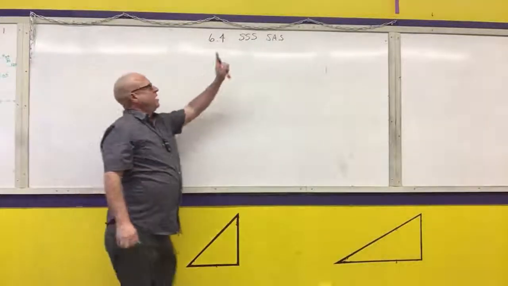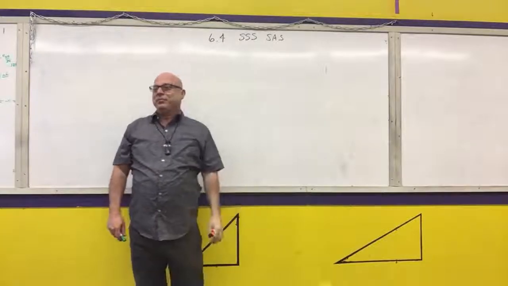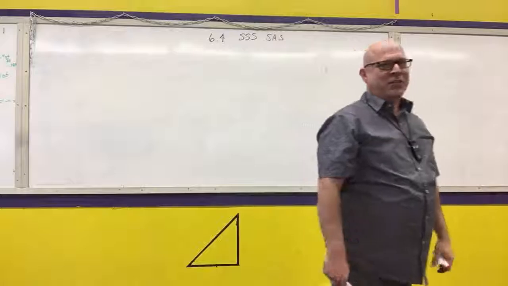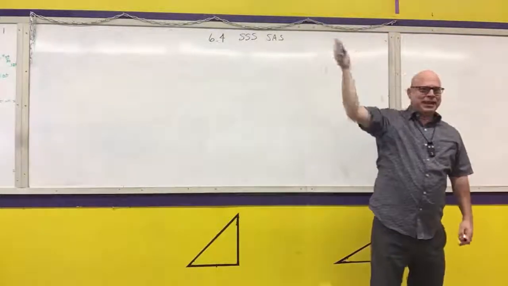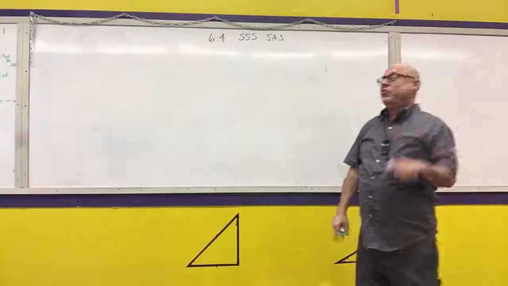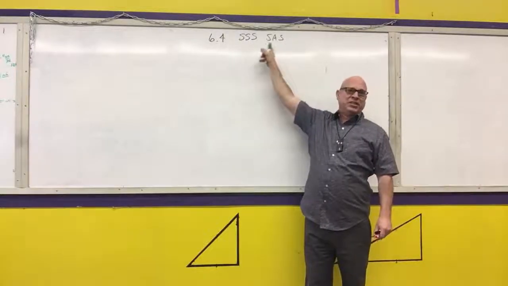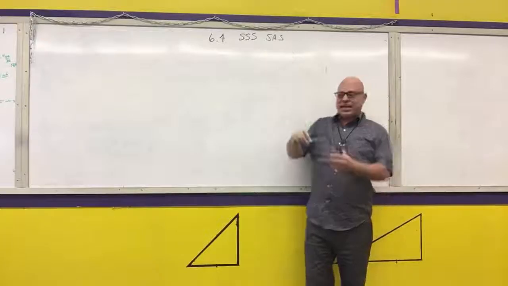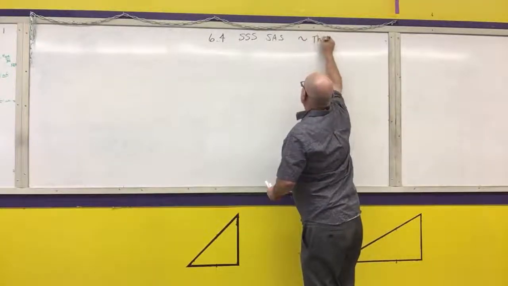So today we're going to talk about the side-side-side and side-angle-side theorems. And I should see a whole bunch of hands raised saying, hey, don't we already have side-side-side and side-angle-side theorems? Correct. However, you have the side-side-side and side-angle-side congruence theorems. These are the side-angle-side similarity theorems.